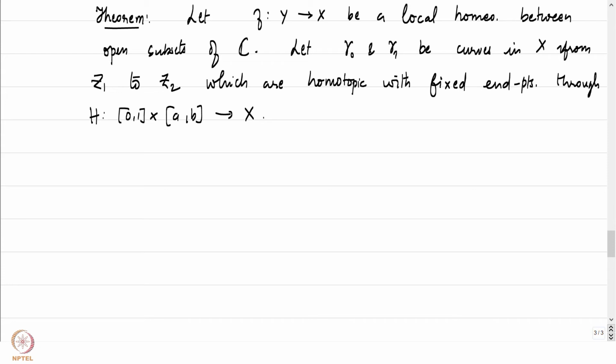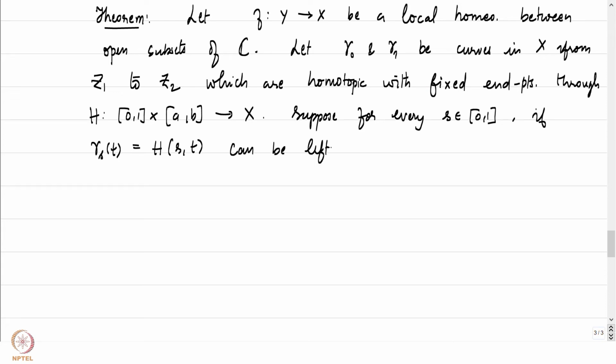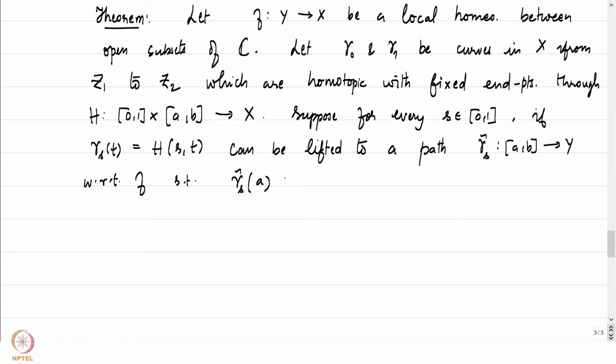It's the usual definition of the homotopy from gamma 0 to gamma 1 that will be applied to capital H. Now further, suppose for every s in [0, 1], gamma s of t, which is given by H of s comma t for t in [a, b], can be lifted to a path, say gamma s tilde from [a, b] to Y with respect to f, such that gamma s tilde of a is equal to some, say, z1 tilde for all s in [0, 1].